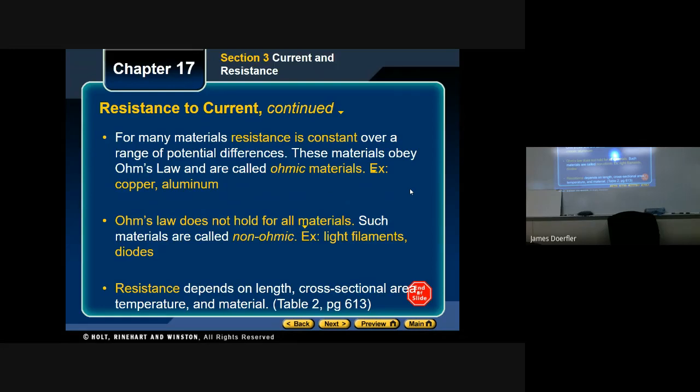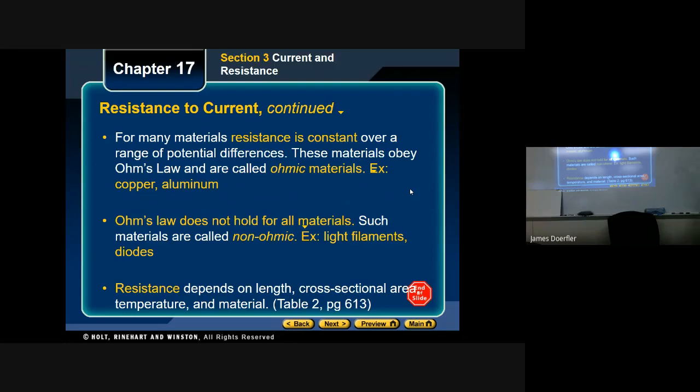Also, Ohm's law doesn't always hold for all materials, such as light filaments and diodes. Think about what the differences between those are. When we have aluminum or copper with electricity flowing through it, you don't necessarily see a result of that process. Looking at any type of wire or metal surface with electricity running through it, it doesn't look any different. But when we look at light filaments and diodes, you notice that when electricity starts to pass through them, they begin to glow. And so you start to see the differences between ohmic and non-ohmic materials.